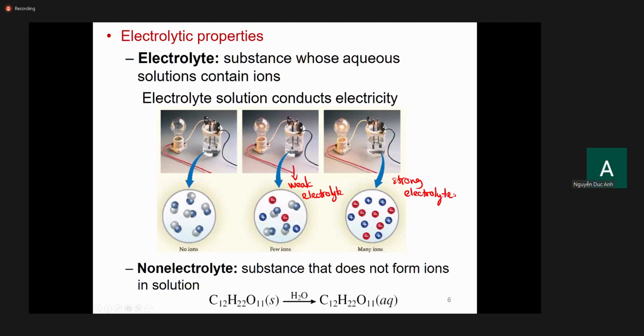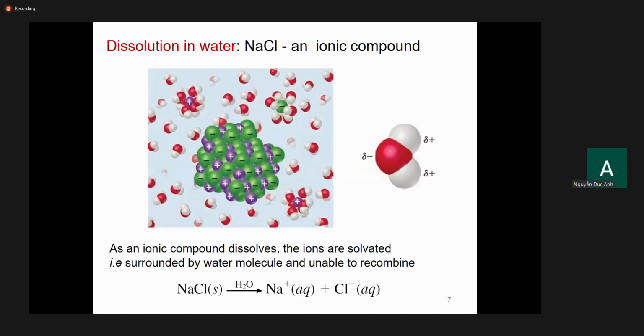So how can a substance form electrolytic properties, or form ions in the solution? Let's see the process. This one is namely the dissolution in water. Firstly, you need to know how a substance dissolves in the solution. For example, this is the process of sodium chloride, an ionic compound, dissolving in water.